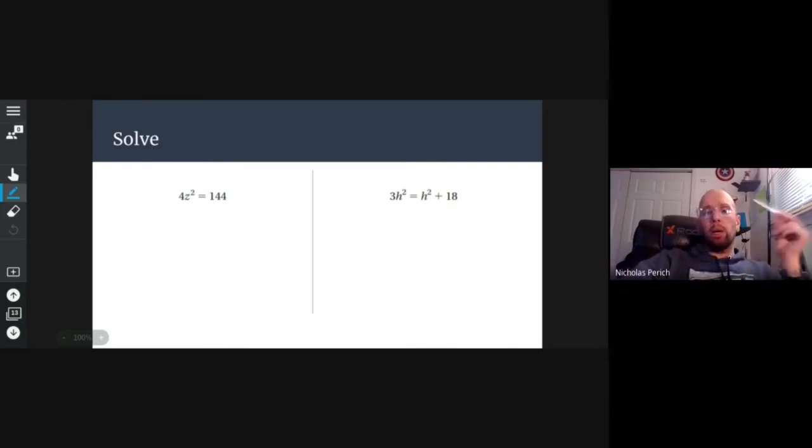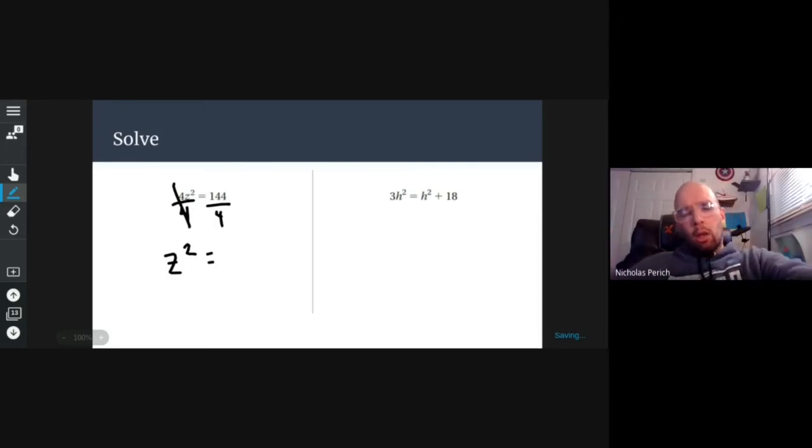Is Z all by itself? No. What's in the way? 4 and squared. Which one should I get rid of first? 4. So I'm going to divide both sides by 4. Cross you out. That gives me Z squared equals, I think it's 36. What's 144 divided by 4? The answer is 36.